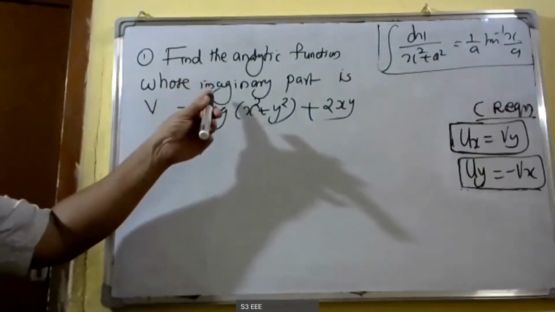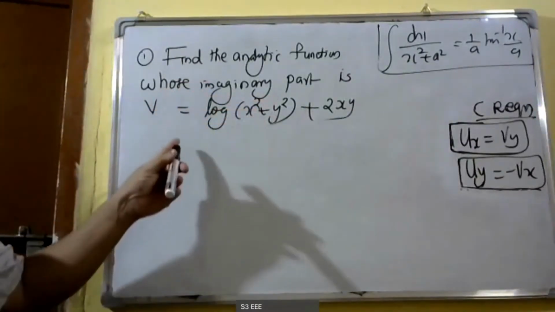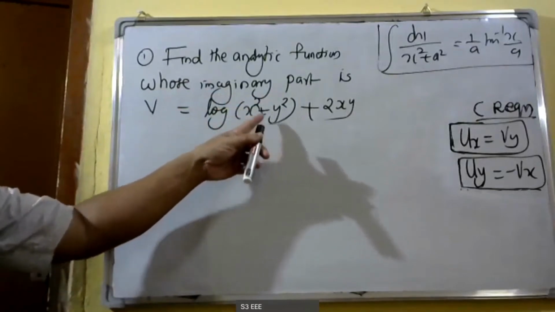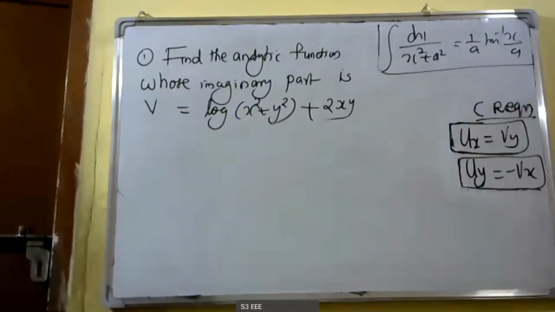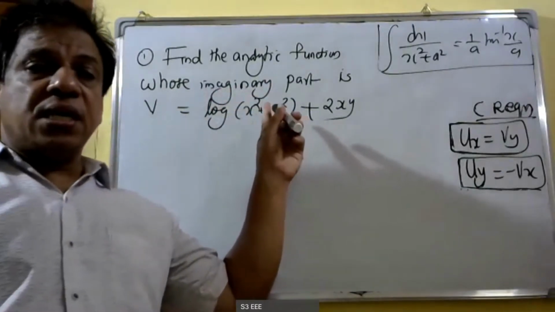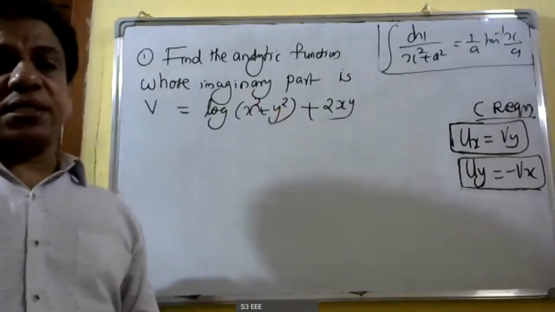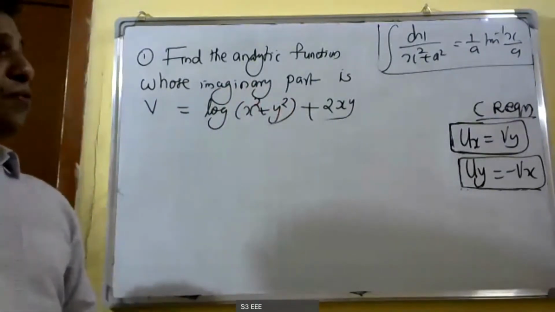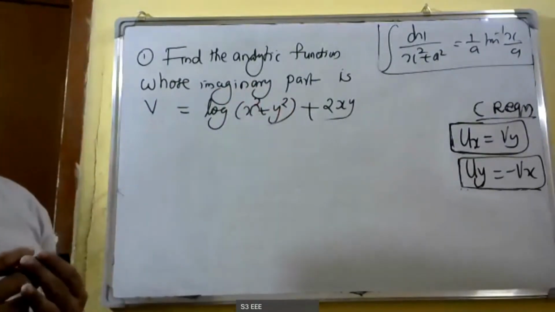Here, find the analytic function whose imaginary part is v = log(x² + y²) + 2xy. To find the analytic function, first we have to find out its real part. For that, first we have to show that v is harmonic.